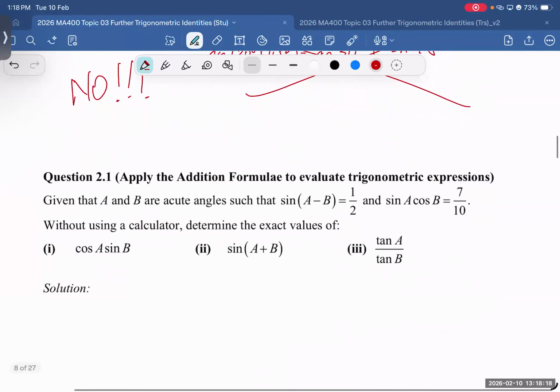Okay. So I'm going to write the answer on the board. Okay. Very easy one. No, very slow.